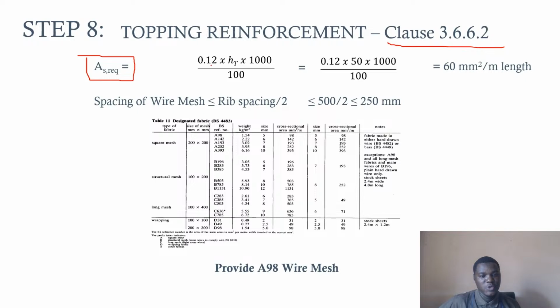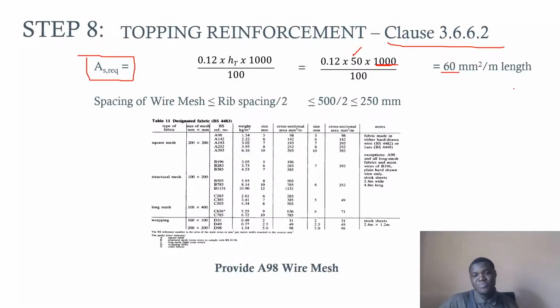So that means we have 0.12 times the height of the topping. The height of the topping is 50 mm divided by 100 times the area of the slab. But in slab design, most of the time, we usually do per meter run because this wire mesh as well, they are in per meter length. So you multiply it by 1 meter. So that's how this 1 meter comes about. At the end of the day, we get 60 millimeter square per meter length.